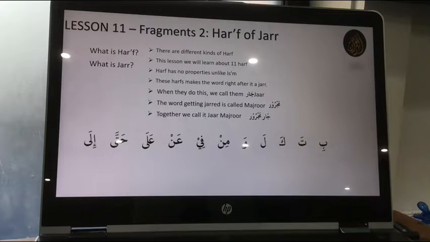Let's start with the one-letter ones. So B, everybody knows, means with. One example is Bismillah. It's a very simple example. Also, there's another example in the Quran: تنزل الملائكة والروح فيه بإذن ربهم. Bi-idhni, with the permission of Allah. The angels come down on that night with the permission of Allah.